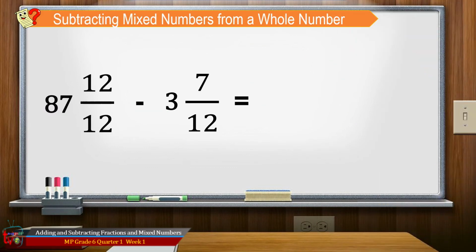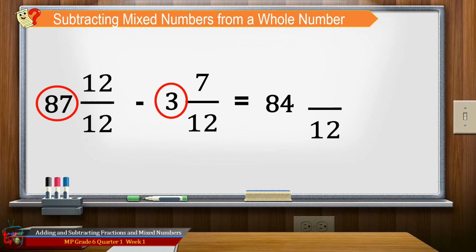Step 2, you can now subtract. Start it with your whole numbers. 87 minus 3 is 84. Then, copy the denominator since they are the same. After which, you can now subtract the numerator 12 minus 7. Our answer there is 5. Can we reduce 84 and 5/12? No. So our final answer is 84 and 5/12.